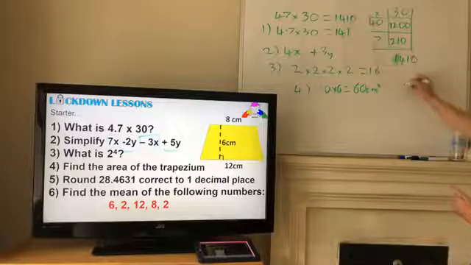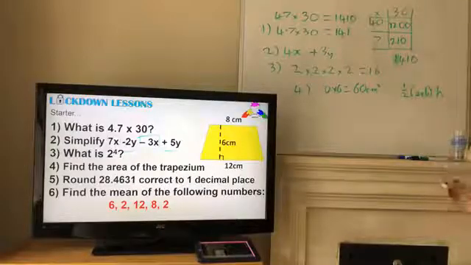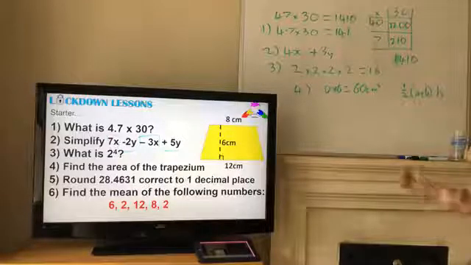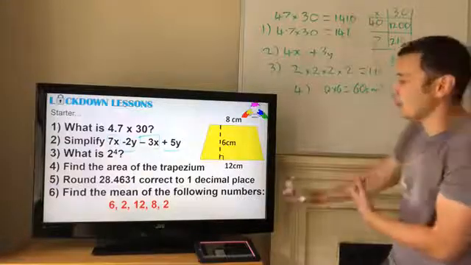There is another formula as well, but people struggle to remember this, which is a half A plus B times H. There's that formula you can use as well. It is up to you. It's the same thing really. This I just find a bit easier to remember.